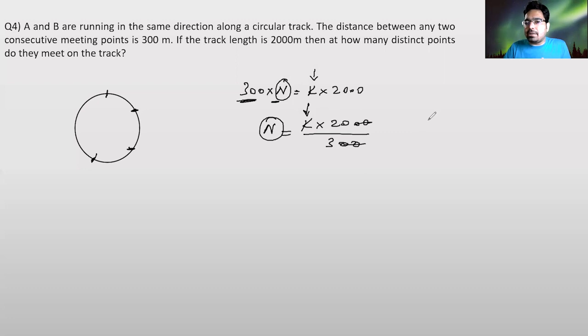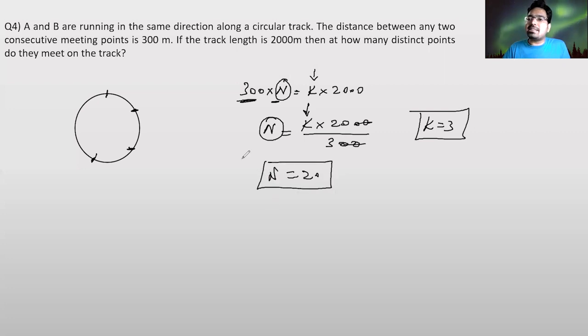For that to happen, k must be equal to 3, the lowest value of k that I'm talking about, because then it will keep on repeating if I don't take the lowest value for k. So k must be equal to 3. Now, if k is equal to 3, then the number of distinct meeting points on the circle will be 20. And this is what I was saying, that your first meeting point over here, you will divide this now into 20 different parts.